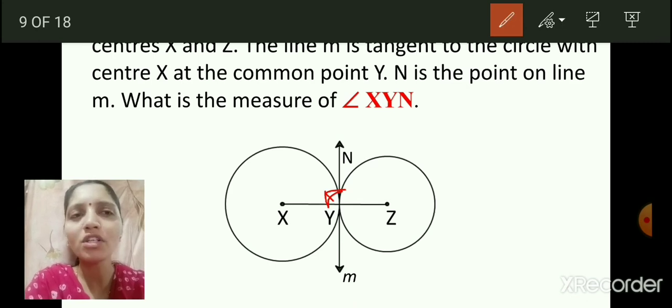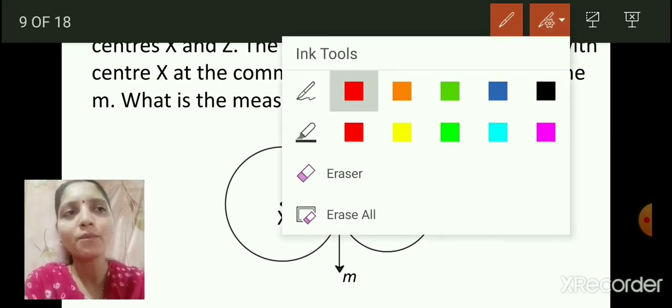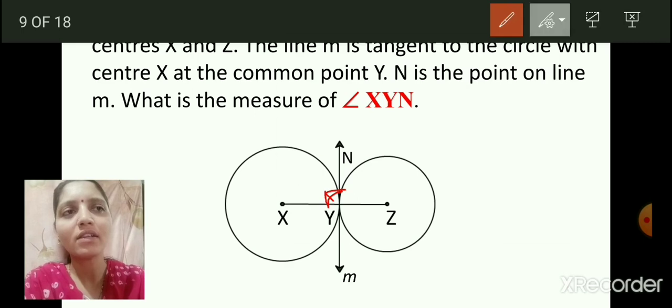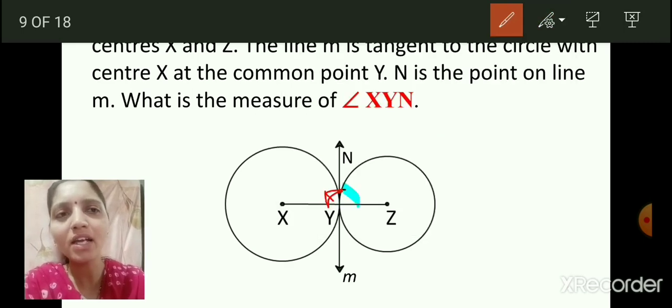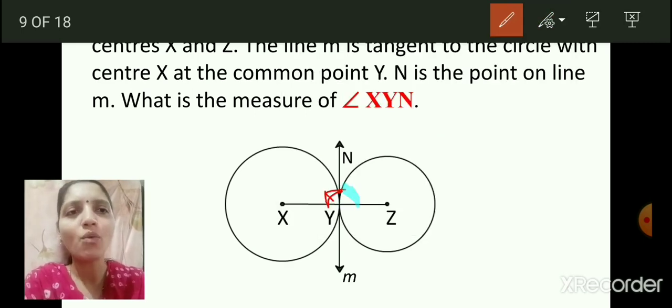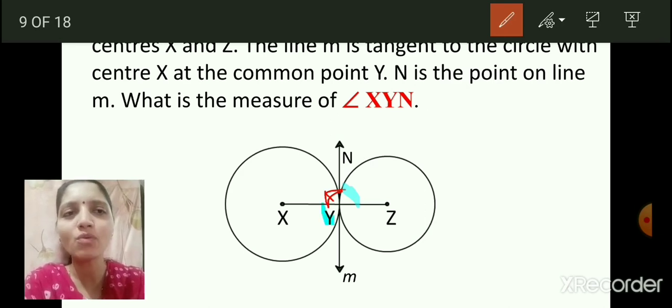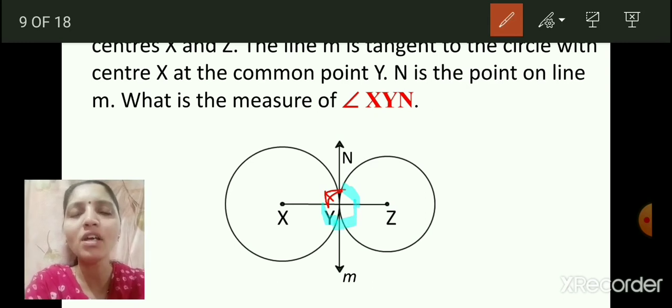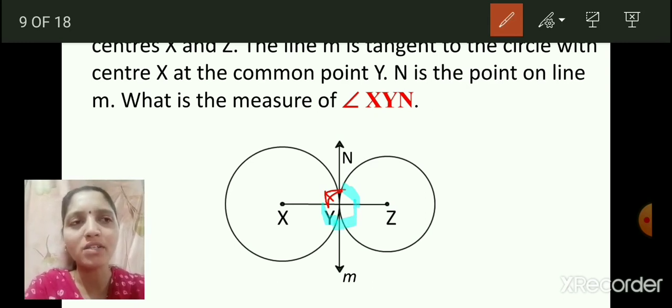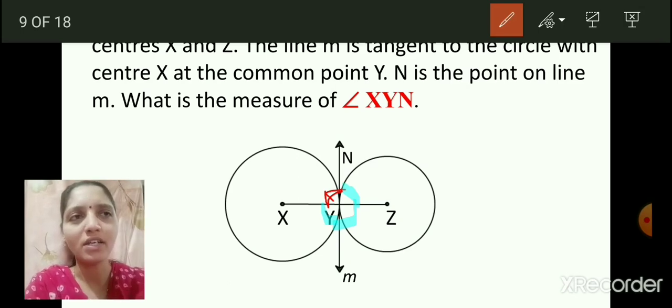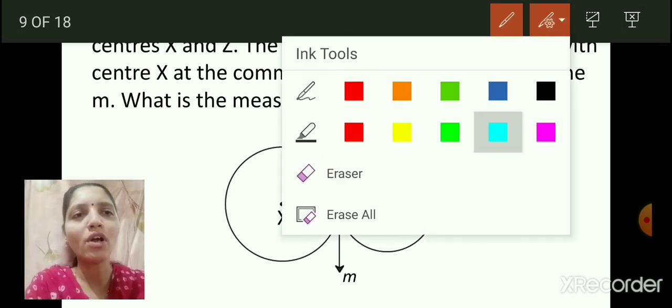Similarly for the smaller circle also, this angle ZYN will also be 90 degrees. So all these four angles that are forming here will be 90 degrees. I hope you all are understanding this.